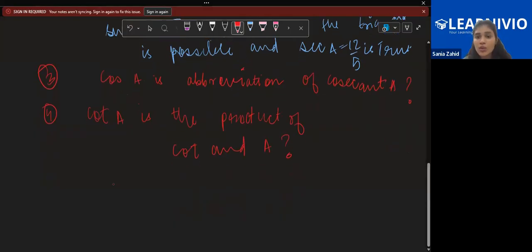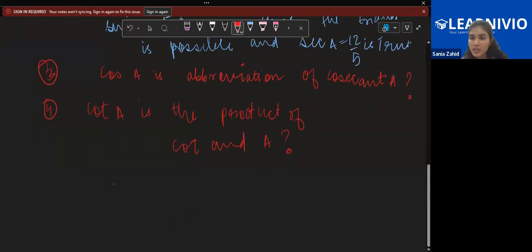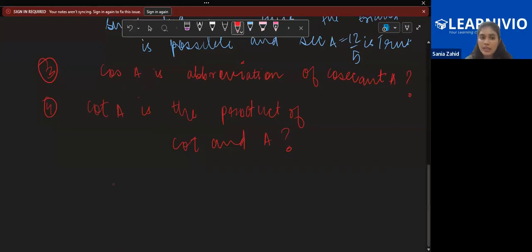So if anybody asks you what is the meaning of cot A, what is the meaning of tan A, you will say cot A means cotangent of angle A, and it is a ratio that is dividing two particular sides of a triangle.